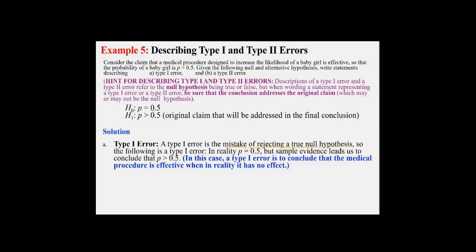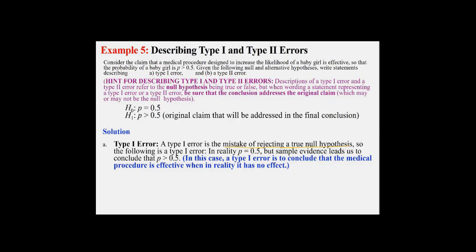Remember the meaning of type 1 error and discuss that symbolically, and then put it into words. So rejecting a true null hypothesis. The null hypothesis says p is 0.5, but if we reject that, and remember, we reject it based on the sample data we pick, that would be a type 1 error. Now, what does it mean in words? A type 1 error is to conclude that the medical procedure is effective. That means p is larger than 0.5. Then in reality, it has no effect.